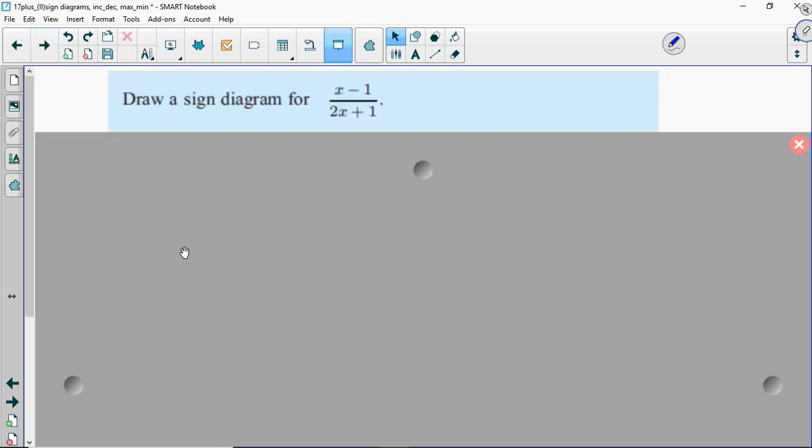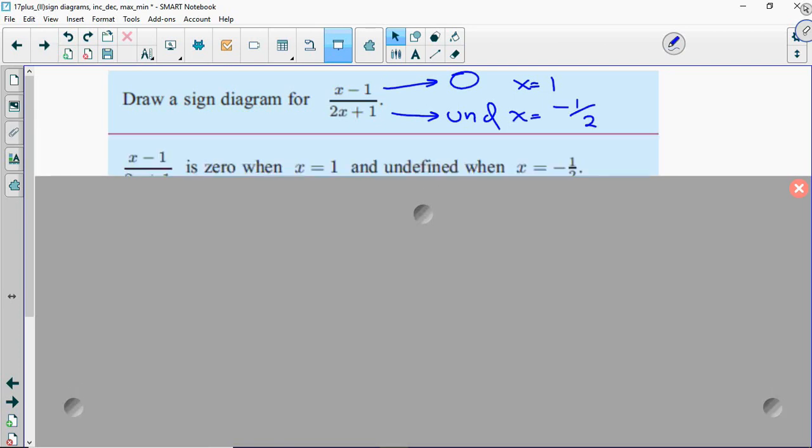Let's look at something that's not quadratic, though. So we want to draw a sign diagram for this thing. If we've got a fraction, we want to think about the numerator separately from the denominator. Because the numerator is going to tell us when the function's equal to 0, and the denominator is going to tell us when it's undefined, because we can't divide by a 0. So what value is going to get us 0 in this case? Well, clearly x equals 1, because then I'll have 0 in the numerator. What value is going to make this thing undefined? It's going to be x equals negative 1/2, because that would give us 0 in the denominator.